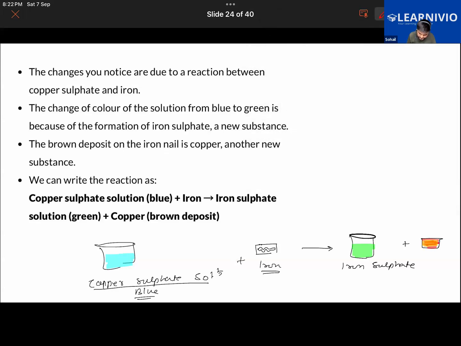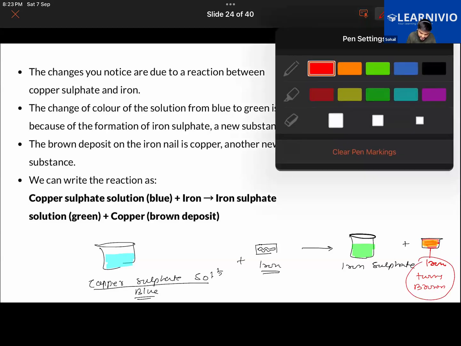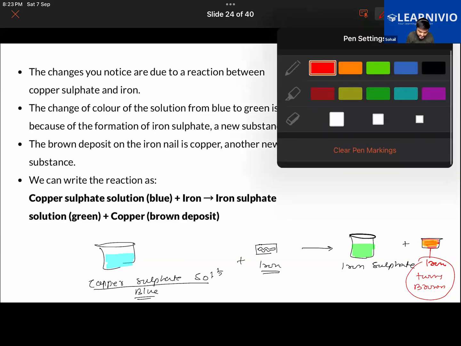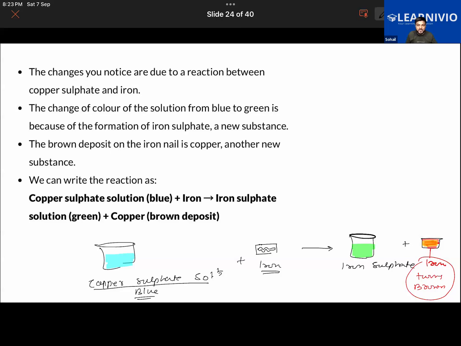Getting it now? So iron turns brown. Why does it turn brown? Because a layer of copper deposits over it. So that is the reaction between the copper sulfate and iron. And that is considered a chemical change because a new substance is formed here, and there's a deposition of copper on the iron. So thereby the iron object looks brown.